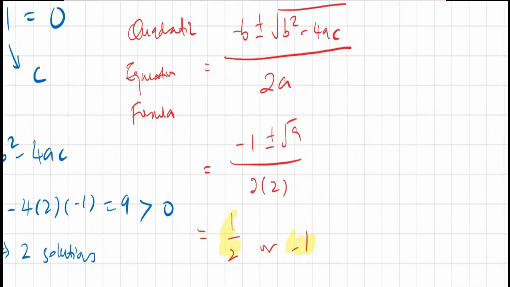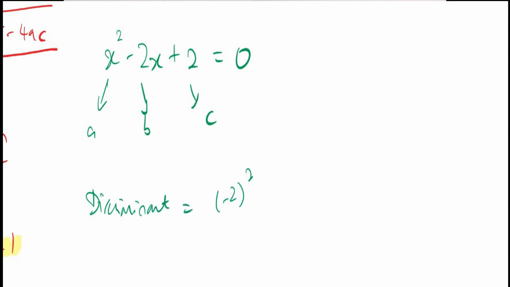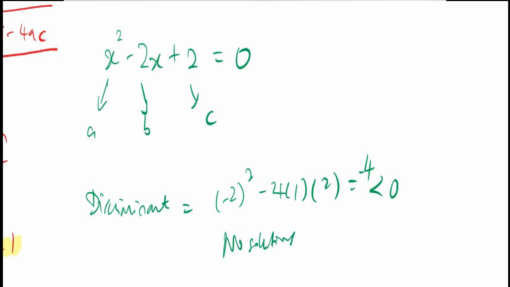Okay, let's look at another example. Here we have x squared minus 2x plus 2. The a will be 1, the b will be negative 2, and the c will be positive 2. Let's find out the discriminant again to see whether there are solutions or not, so that we don't waste our time finding the solutions in case there are none. And you find out that b squared minus 4ac equals negative 4, which is less than 0. Hence, there are no solutions for this equation.